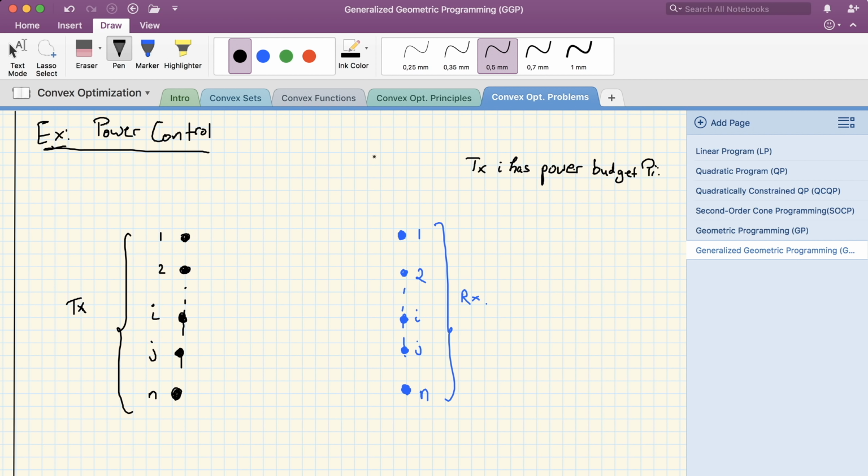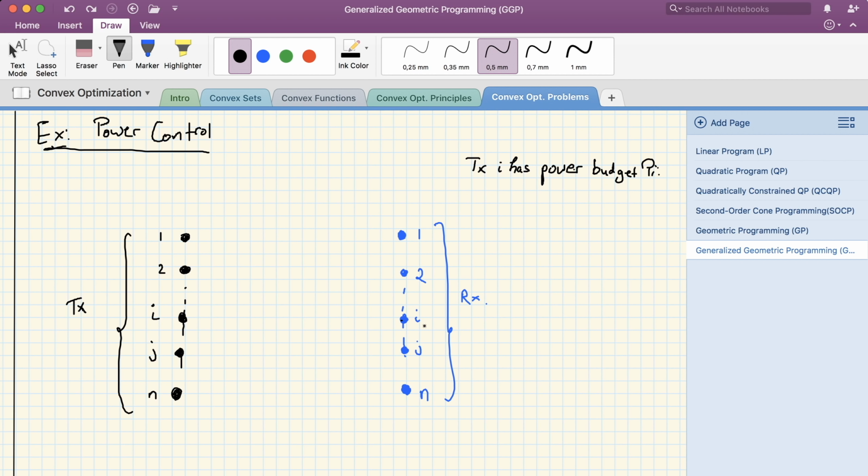Now, ideally, we desire that transmitter i transmits to receiver i, and that's it. So transmitter 1 talks to receiver 1, transmitter 2 talks to receiver 2, but that's not the case in the real world. So what happens is that while transmitter i talks to receiver i, receiver i not only listens to transmitter i, but also listens to all other transmitters. That is, there is a certain leakage from transmitter 1 to receiver i, transmitter 2 to receiver i, transmitter n to receiver i.